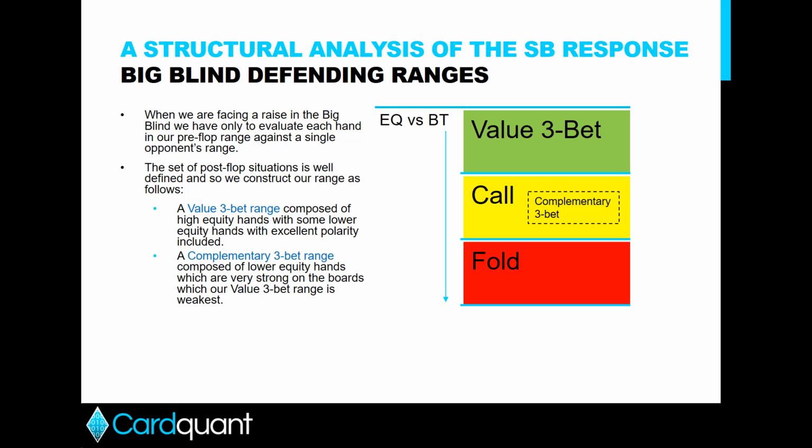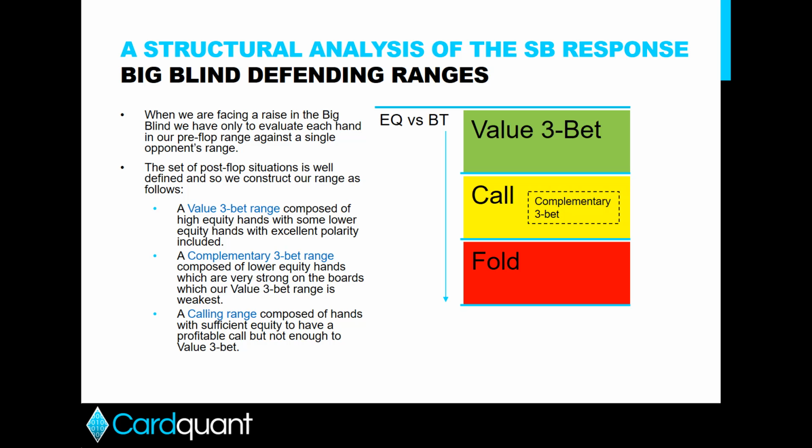We're also going to use a complementary 3-bet range, which is composed of lower equity hands, so hands which wouldn't usually qualify purely as a value 3-bet, but those which are very strong on the boards which our value 3-bet range is weakest. Notice this is going to be highly contingent upon the width and the structure of our opponent's open. If he's opening from under the gun and we 3-bet him with, for example, an ace-ace heavy value 3-bet range, then we're not going to need to protect our range on boards like 6-4-3, because our opponent quite simply won't have sets there himself. He won't have 5-7 or 5-deuce with any real frequency, and so we don't need to defend those boards, we will need to defend higher boards.